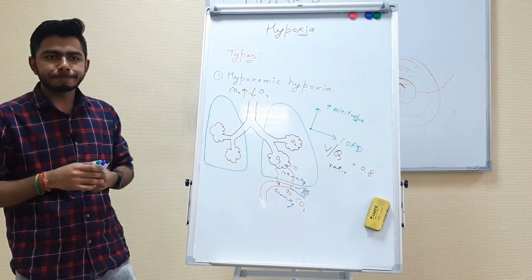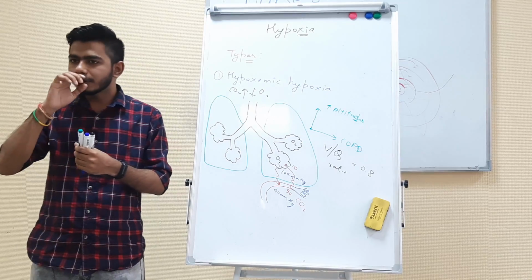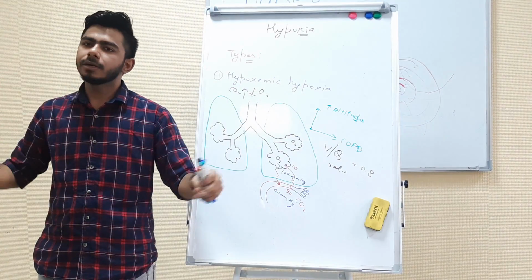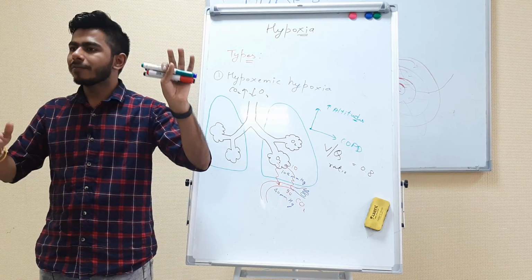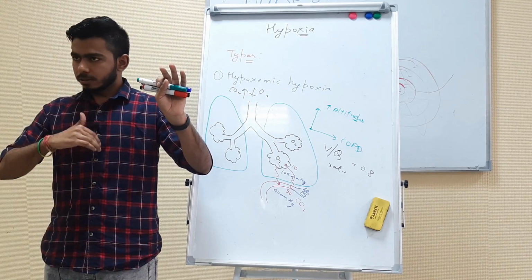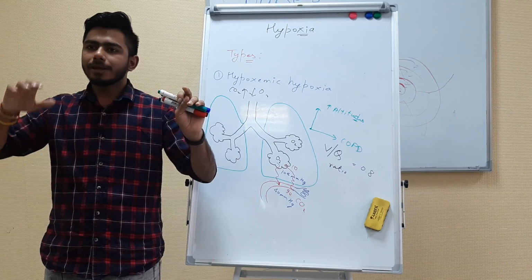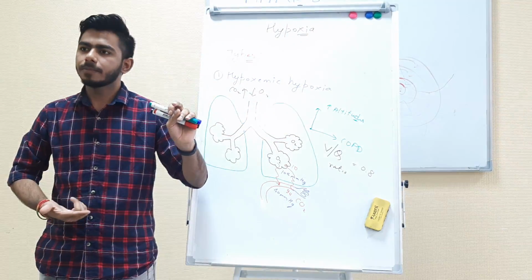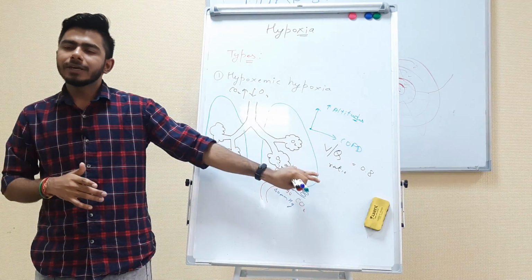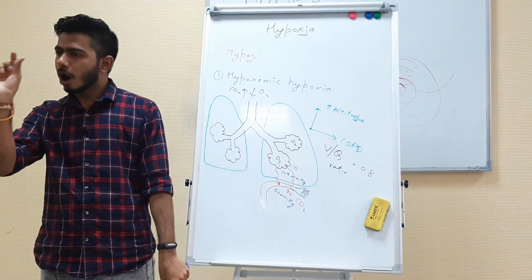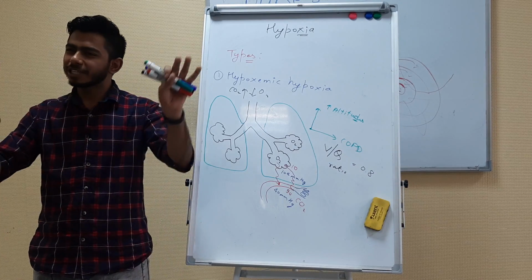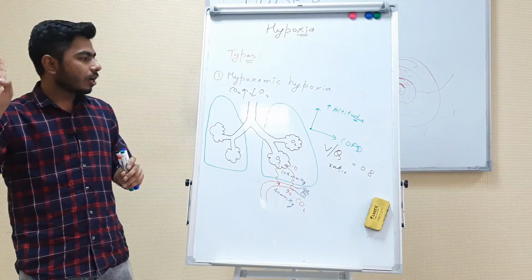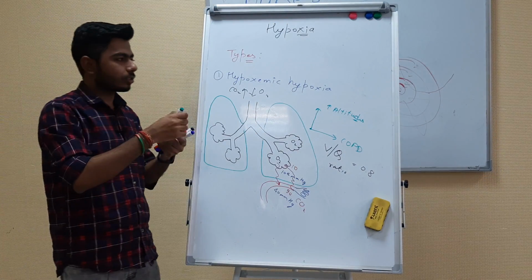Let me clarify first that you have two kinds of pulmonary disease, broadly speaking. One is restrictive, in which you have a problem with inhalation, and one is obstructive, in which you have a problem while exhaling. What is the full form of COPD? Chronic obstructive pulmonary disease. So is it restrictive or obstructive? It is obstructive, one thing for sure.